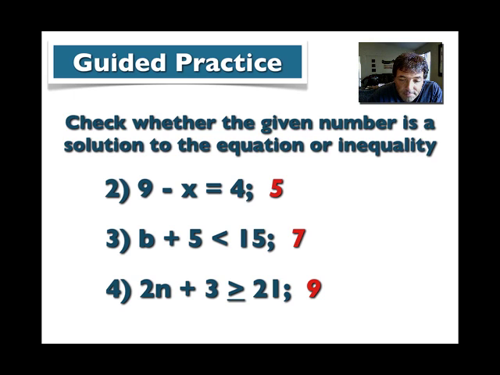And finally, the last one. It's the first time we've had a problem like this. 2 times 9 plus 3, is that going to be greater than or equal to 21? Well, 2 times 9 is 18, and 18 plus 3 is 21. Now, 21 is not greater than 21, but 21 is equal to 21. So once again, that would be a solution to this inequality.